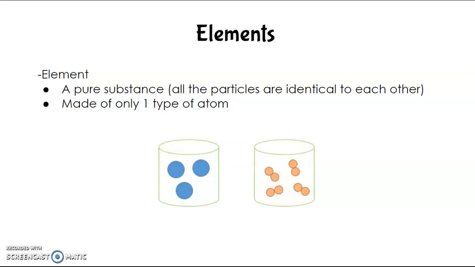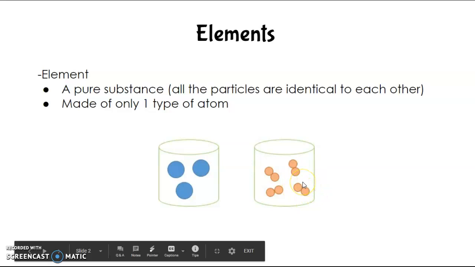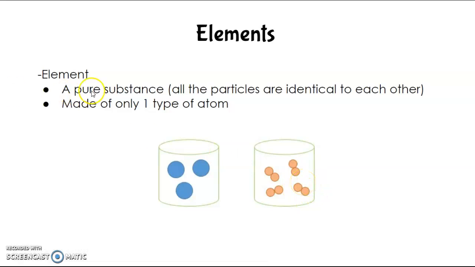Okay. So an element is a pure substance. All the particles are identical to each other. Okay. So like here you have these three particles. They're all the same. They're all identical to each other. That means it's a pure substance. Here too you have these particles that have two orange circles connected. Each particle in here is identical to each other, so that's a pure substance. So it has to be a pure substance.